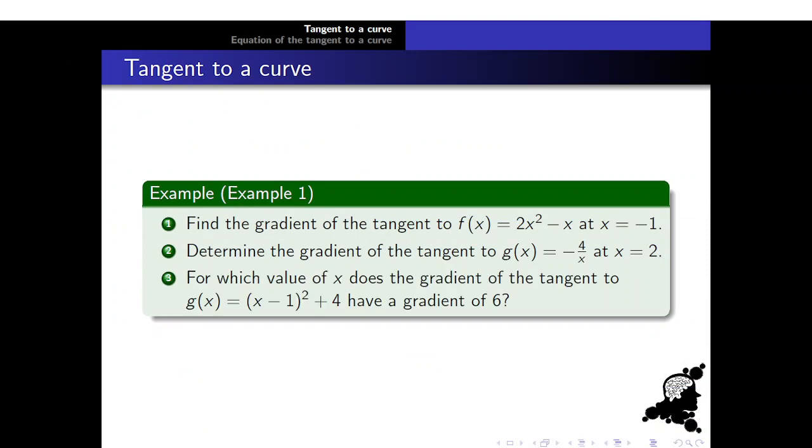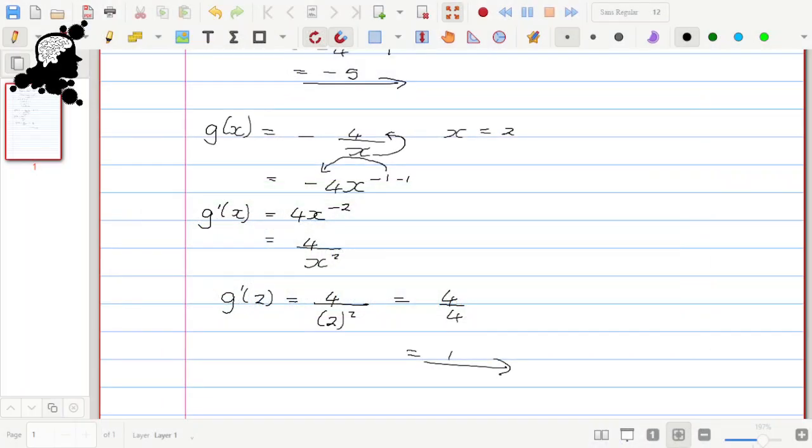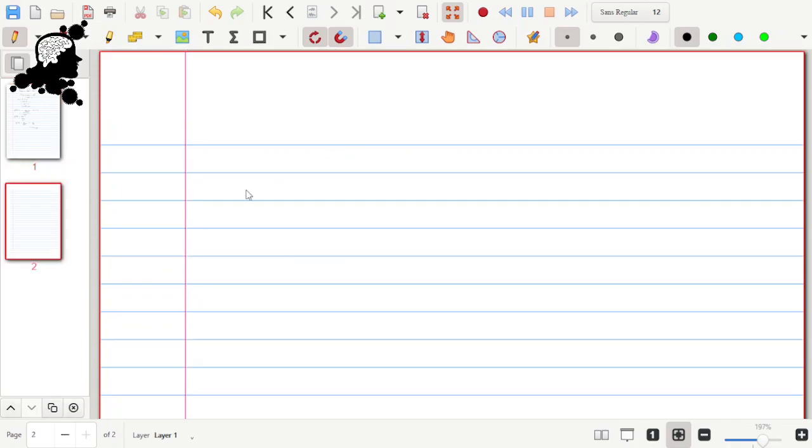So in the next question, it says for which values of x does the gradient of the tangent to g of x equals to (x minus 1) all squared plus 4 have a gradient of 6. Let's go back to our writing pad and have a look at this one. In this case, you would notice that we are supposed to solve for x because we do not know what the value of x is. Let's start by writing down our equation first.